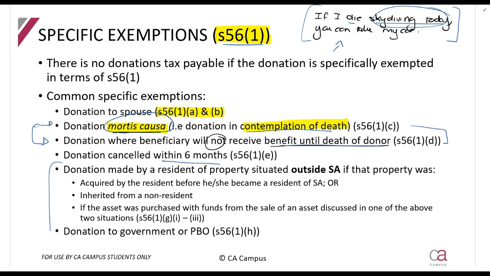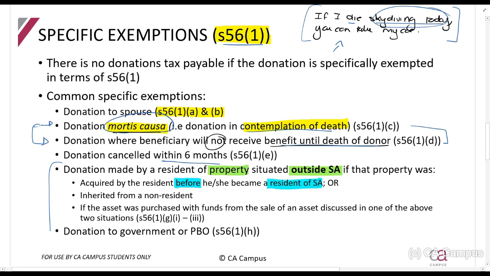Remember we said that property can be situated anywhere in the world. Now we say it will be exempt from donations tax if you make a donation of property which is situated outside of South Africa. But important, these requirements must be met, one of these at least. It must have been acquired by the resident before the person became a resident of South Africa.